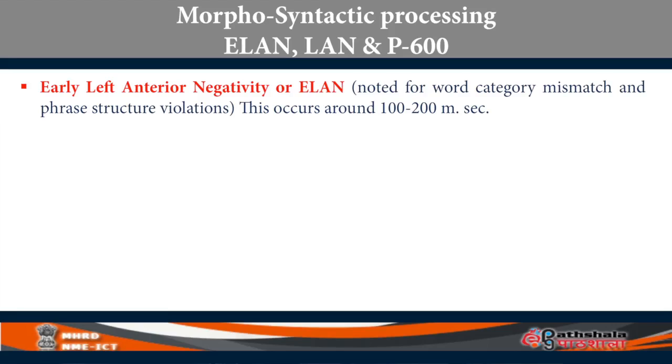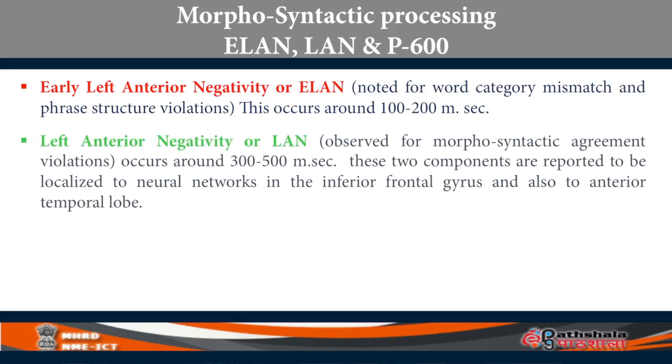So it's early, it's negative, and it comes from the anterior portion of the brain. So left hemisphere, anterior part of the brain, and it occurs early, ELAN. And it is associated with word category mismatch. So noun for a verb or verb for something else, or there is some mismatch within grammatical category.